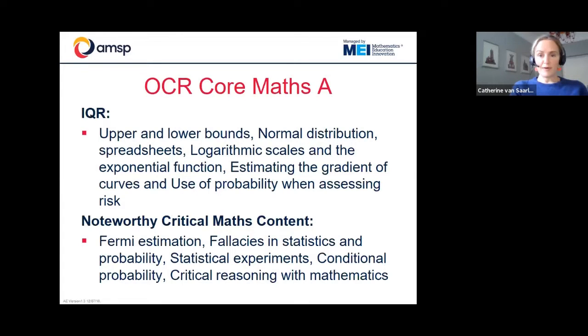In the second paper for Core Maths A, there is a critical maths paper. It's got some Fermi estimation in it. We'll see some questions a bit like that as well when we look at promoting it to students. And fallacies and statistics. So really about looking at what's going on around us, what's going on in the media, and really questioning what we see and making sense of the world around you.